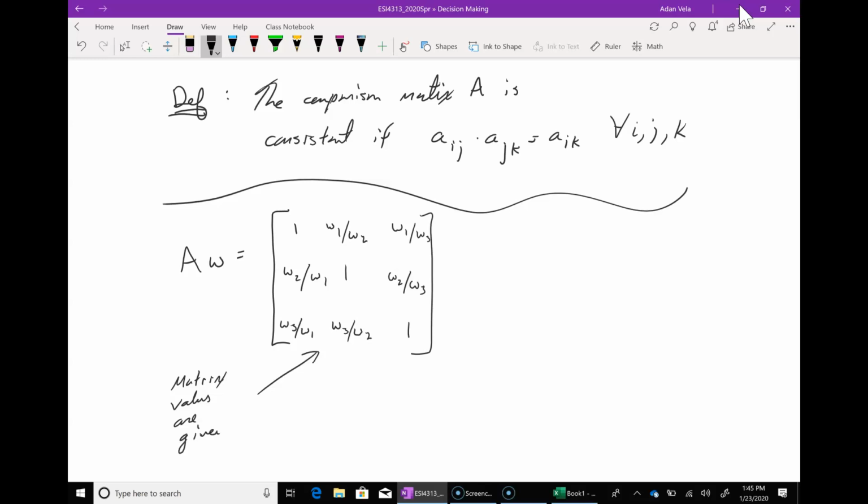Okay. Now the thing is, we don't know the specific values of W1, W2, W3. But what we're going to do is say, well, let's pretend we are to multiply A times W1, W2, and W3. What happens? Okay, so we just do our standard matrix multiplication. We take the first row and we multiply it times the column vector. So can somebody tell me what we get in the first element?